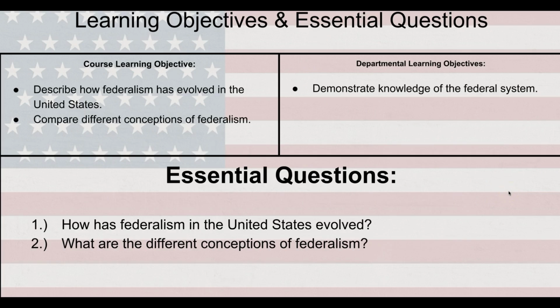And so our course learning objectives are to describe how federalism has evolved in the United States and to compare different conceptions of federalism, as well as our departmental learning outcome, which is to demonstrate knowledge of the federal system. And so by the end of the lesson, my hope is that you will be able to answer the questions: how has federalism in the United States evolved? And what are the different conceptions of federalism?